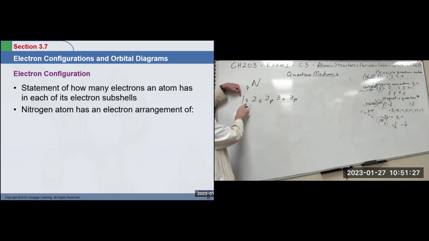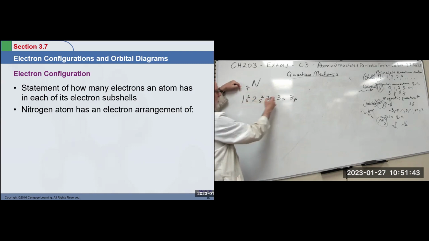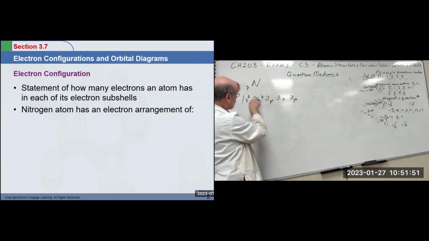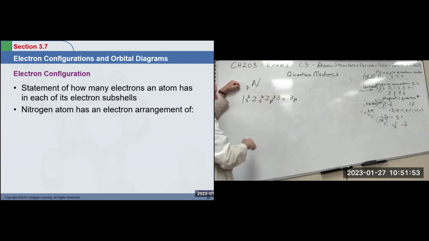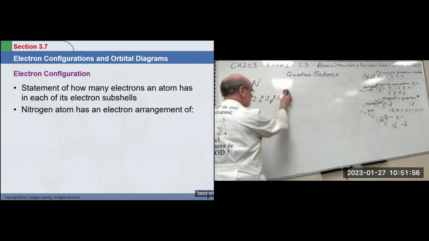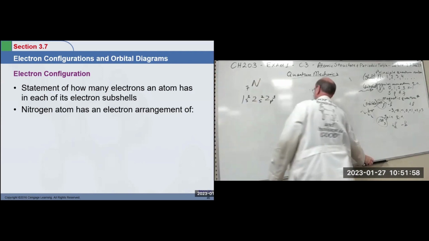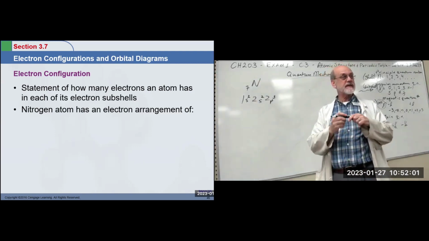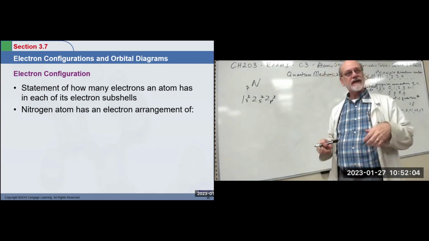So how many can S's have? Just two, right? Just that one with two electrons, opposite spins. So we can put two in there. We got five more. Okay, we can put two in there. So that's four. We got three more. How many can P's hold? Three orbitals with two each is six. Okay. So we only need three more. That's it. That's nitrogen. Okay, that's the electronic configuration for ground state nitrogen.